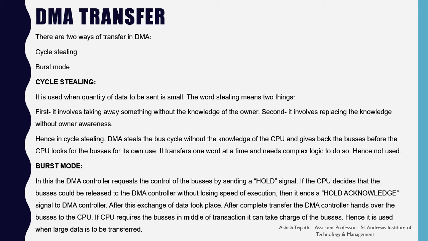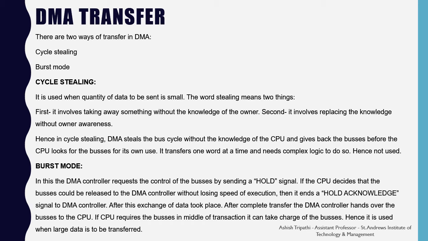So in cycle stealing, what does the DMA do? The DMA steals some of the cycles from the CPU and does the transfer of a few bytes or a few blocks of data chunks. After the transfer has been done, it returns the buses to the CPU. Hence, the CPU is not aware that the DMA has taken its buses for some use. This type of transfer mode is not legalized and is not used.